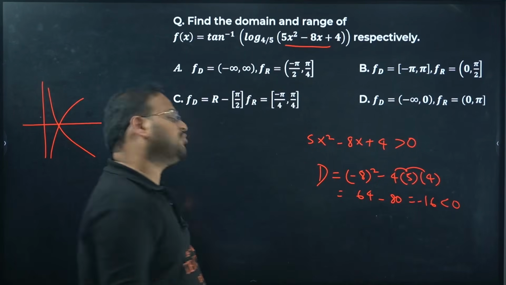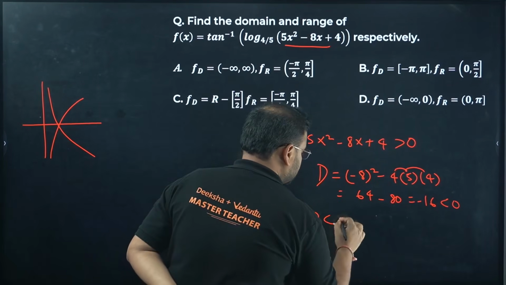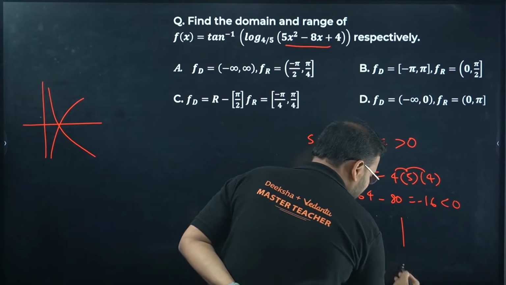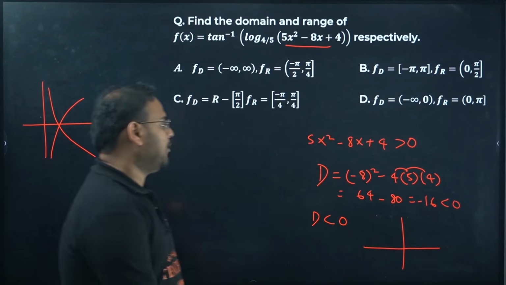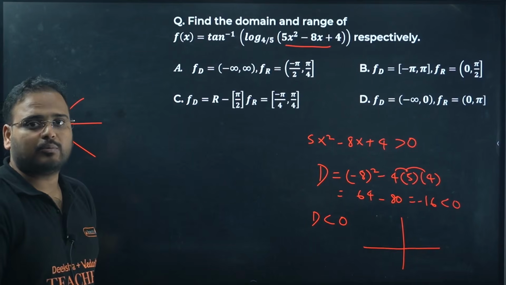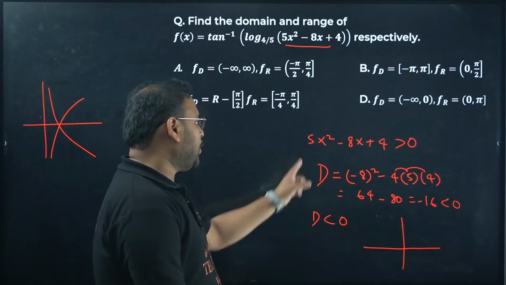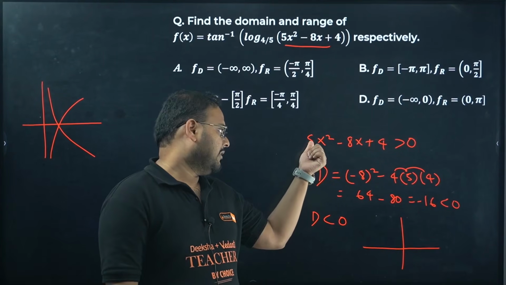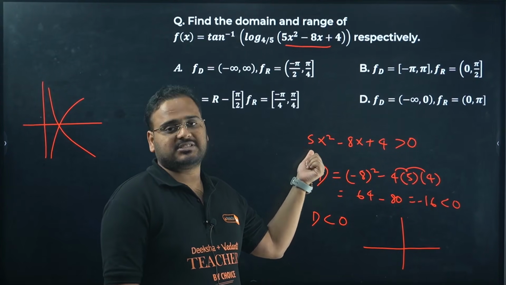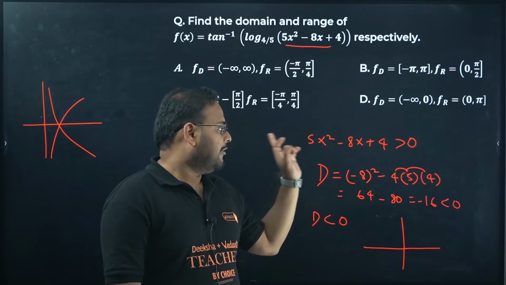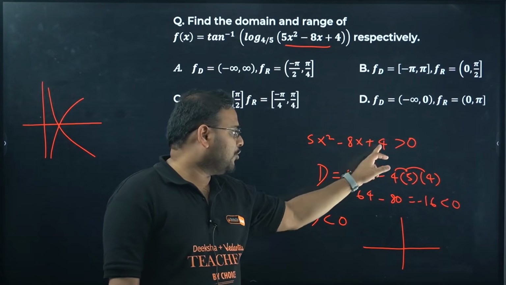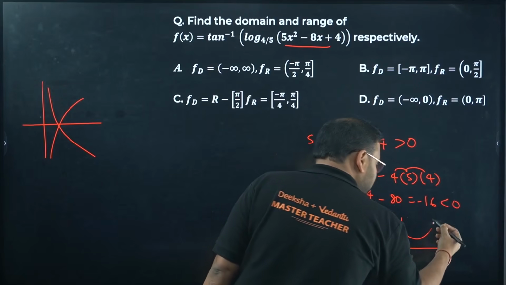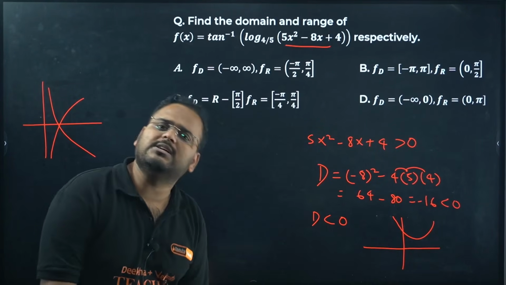When the D value is less than 0, what does it mean? It means imaginary roots. But what does it actually mean? If you draw this parabola, what is this parabola? Tell me. Concave up parabola, yes or no? How come, sir? The x square coefficient is positive, so concave up. Y-intercept is 4. Put x as 0, you'll get y-intercept as 4. So concave up for a parabola like this.